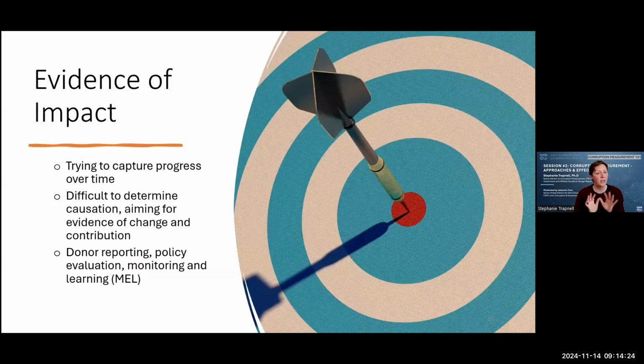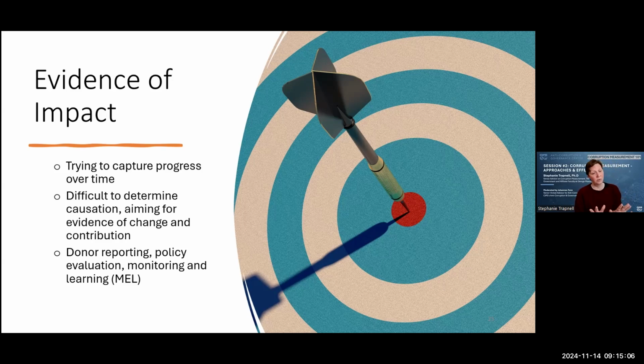So the third goal that you might have in creating or using data is to provide evidence of impact. And this is about trying to capture progress over time. This is a really big and important topic within corruption measurement. It is a topic that a lot of academics are working on, but it also intersects with donor reporting, policy evaluation, and monitoring and evaluation, because everybody who gets funding from a donor government or any kind of donor actually has to report back to say, this is how we used the data, but not only that, this is what we did and what we achieved. So this overlaps with corruption measurement initiatives.